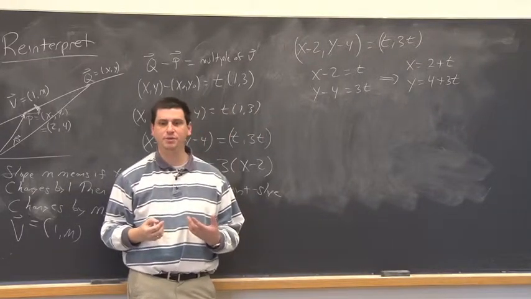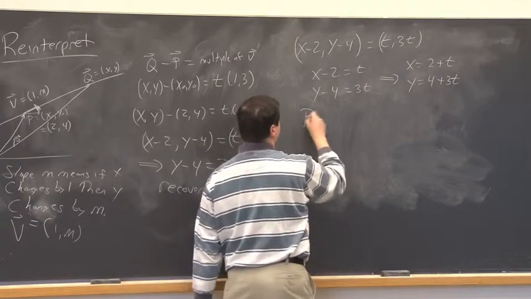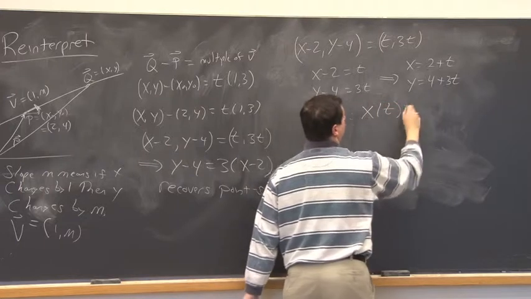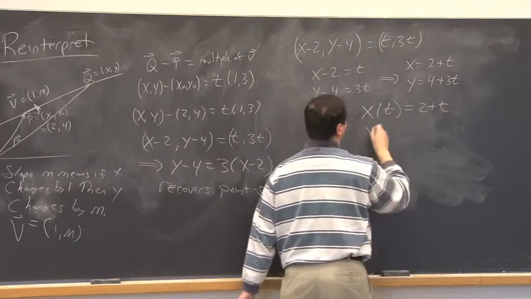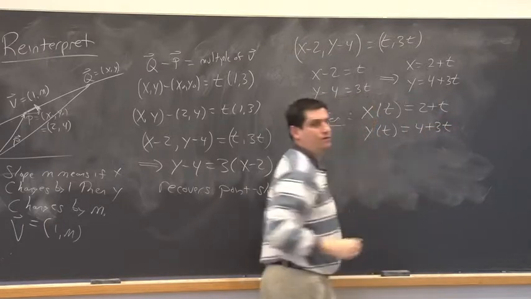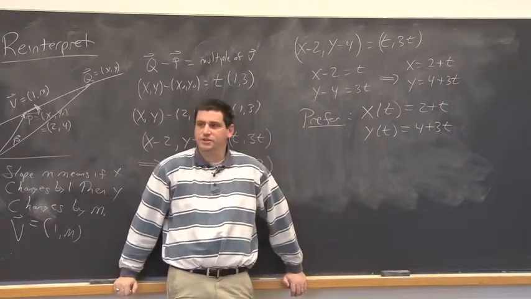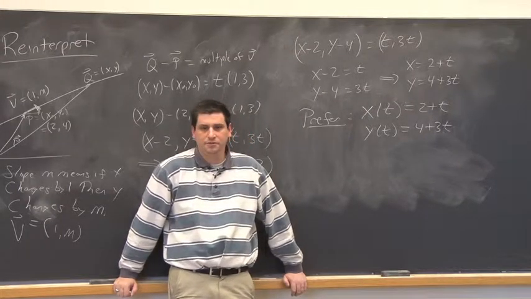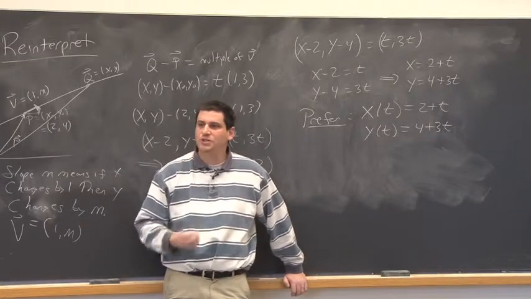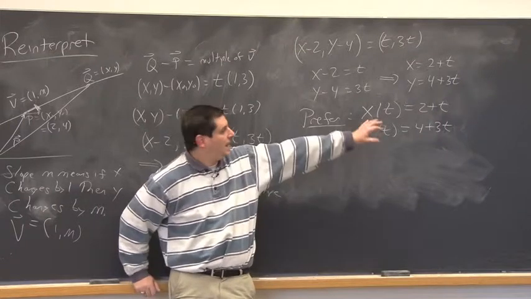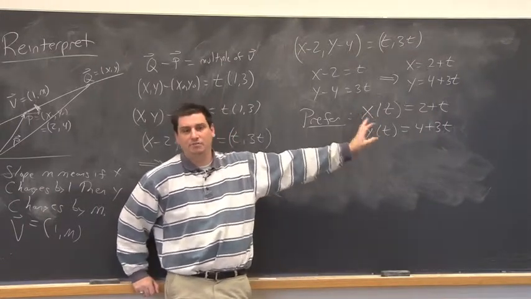I actually prefer to be a little bit more explicit. I prefer to write x of t is 2 plus t, and y of t is 4 plus 3t. So why is it better to do this? Why is it better to use some extra chalk and write x of t, y of t? So again, always know the reason behind what you're doing. Always know the reason behind notation. I'm trying to highlight something. I'm trying to emphasize something by writing x of t.